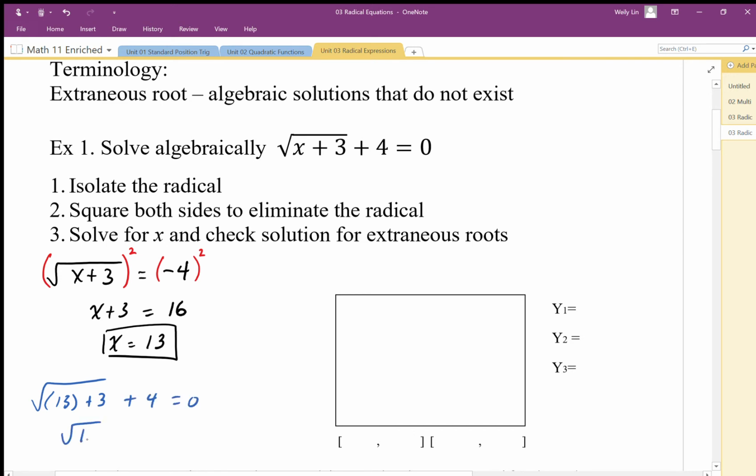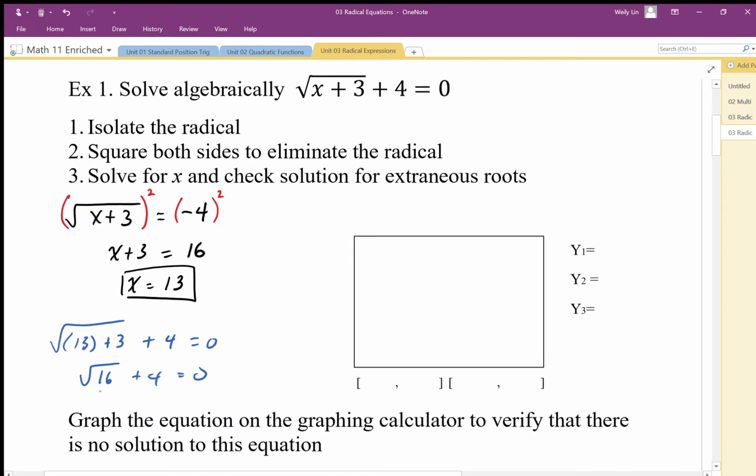13 plus 3 is 16. Okay, square root of 16 is 4, and 4 plus 4 is definitely not equal to 0. Okay, so this solution that we found is what we call an extraneous solution. It's a solution that shows up algebraically, but it doesn't work. So this is extraneous.